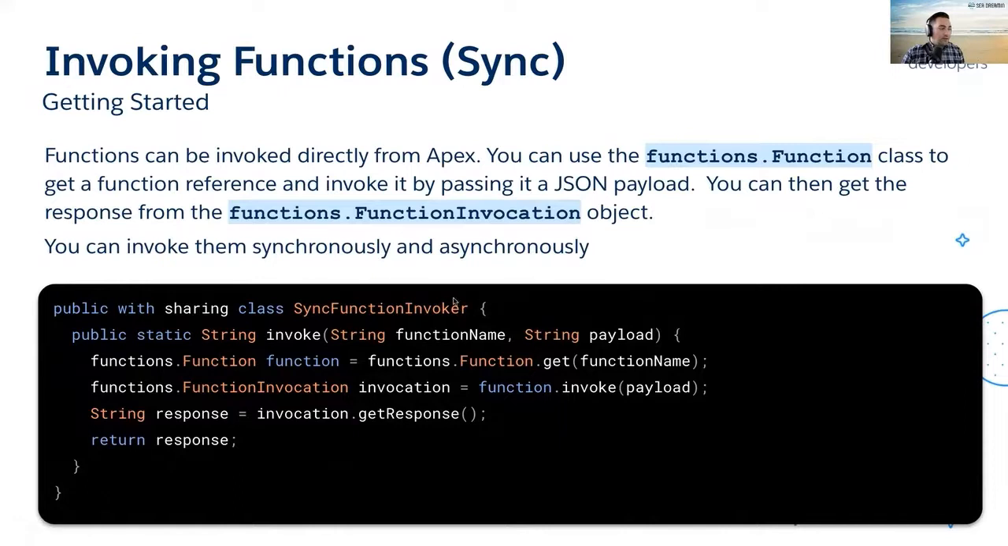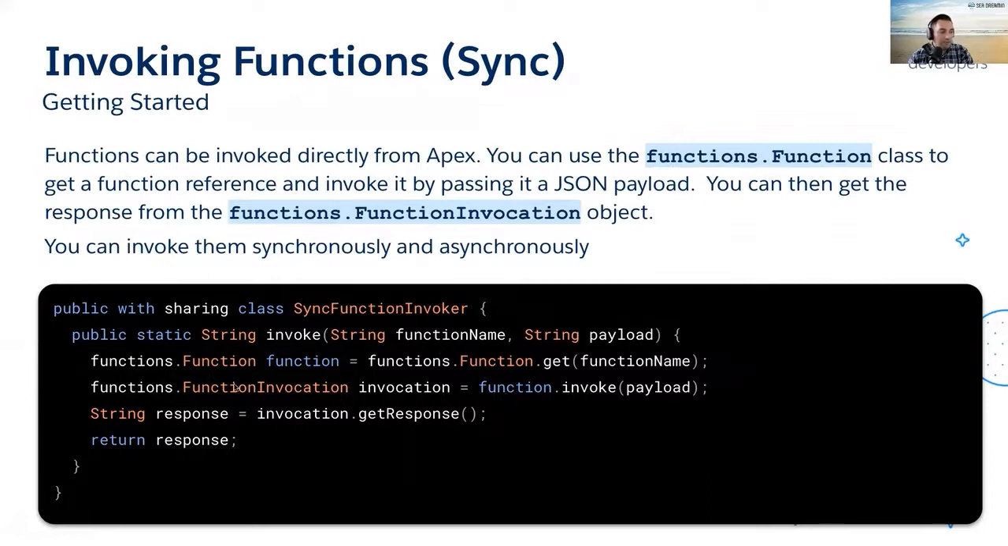And so you can see here, we have our public class for our function invoker, and that's where we're going to take the string and invoke that function. We can pass in the function name that we want to call and the payload. Here you can see we're calling that functions.function class, giving it a name, calling it our function, and that's where we're going to go and actually get the function reference from the server. Then we can take that function and invoke it.